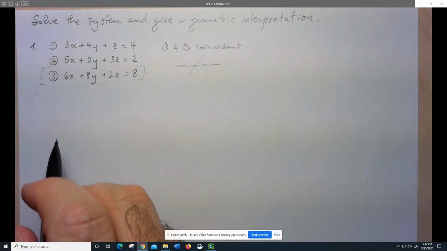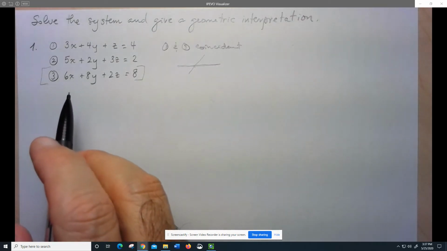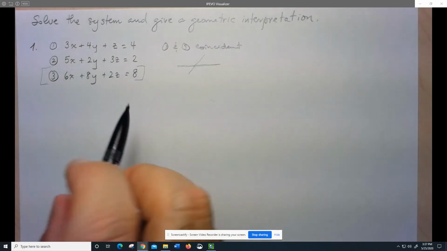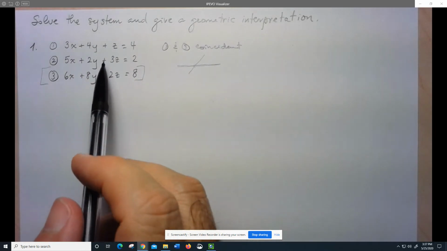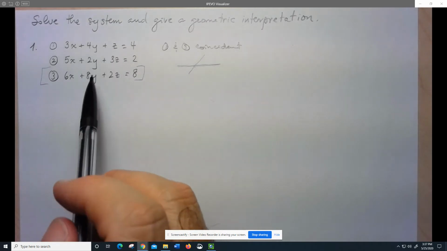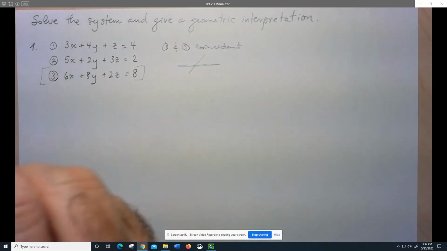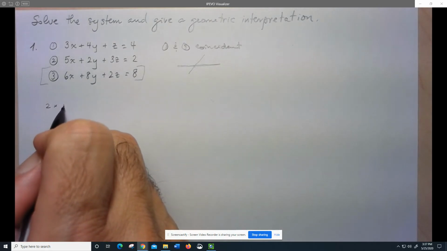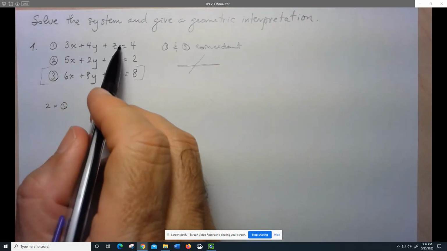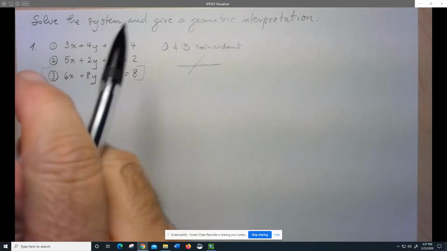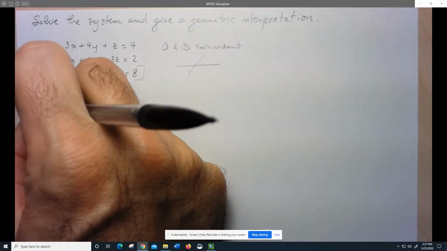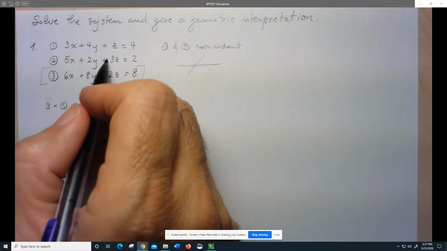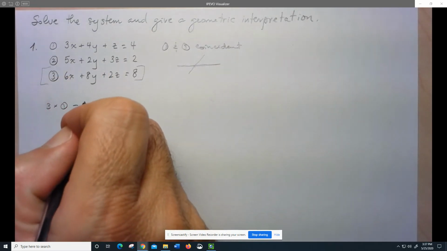All right, so let's just go through it. It's a good review of remembering how we solve the intersection of two planes. So let's start by eliminating the z's. What I'm going to do is take 3 times equation 1, because this is 3z, and then I'm going to subtract equation 2.